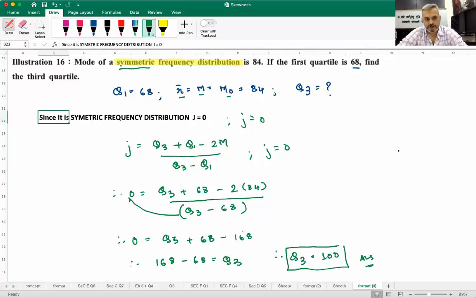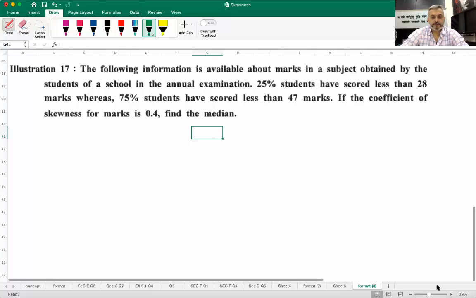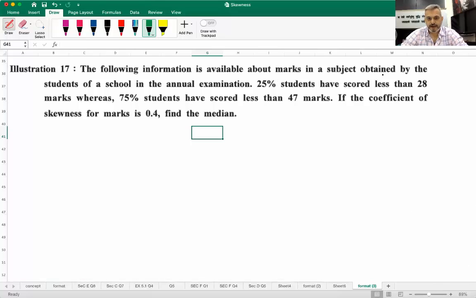Now let's go to illustration number 17. Illustration 17, mark it important. Now the following information is available about marks in a subject obtained by the students of a school in the annual examination. Now please pay attention all of you. 25% students have scored less than 28, whereas 75% students have scored less than 47. If the coefficient of skewness of marks is 0.4, find the median. Now over here, first let's understand exactly what the information is given. So for that, I'll draw a diagram for you.